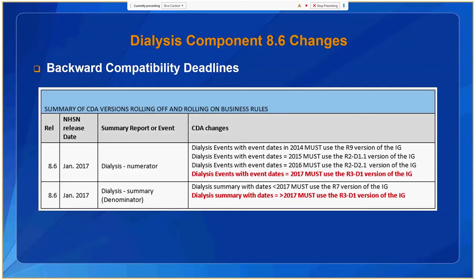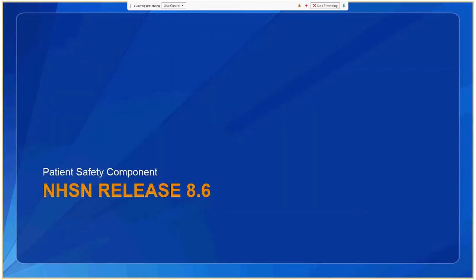Just a reminder for backward compatibility, as we said, the numerators move into the R3D1 version, and the denominator also moves into the R3D1 version of the IG. Next slide.